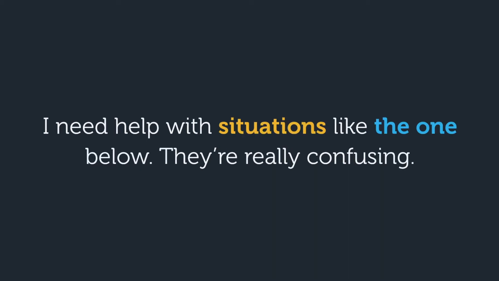On the other hand, if we do want to use like to give examples, then we need to make situation generic. So we get rid of the and we make it plural, because we're now talking about many situations like the situation below. Of course, in order to avoid repeating ourselves, we can say the one below instead of the situation below. I need help with situations like the one below. They're really confusing.